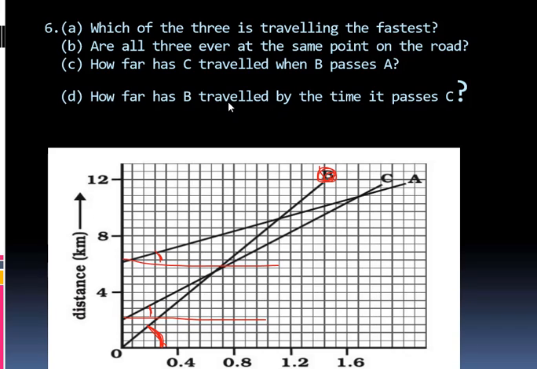Are all three ever at the same point on the road? That means, is there any chance that A, B, C will move parallelly at a certain point? Will they meet at a certain point? The answer is no. Why? Because you can see that this is B, this is A. Between A and B there is a common point, meaning at this point, either B will overcome A or A will overcome B. And this is the second point where A and C will meet, but there is no such common point between these three lines. So the answer of this question is no.